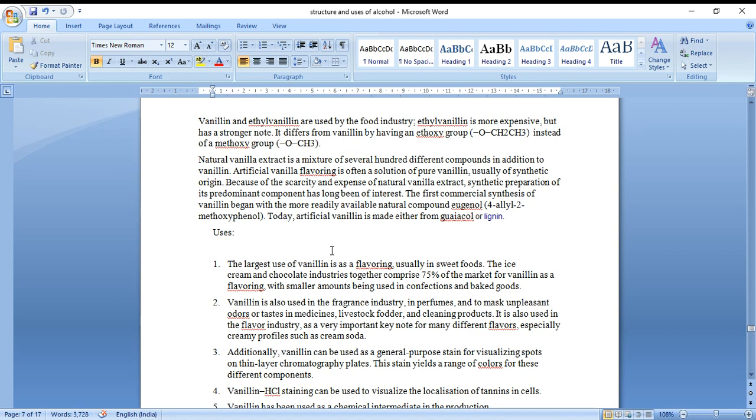So this flavoring agent can be used in cosmetics, in medicines, in food, in ice creams, in condiments, in confectionery, in bakery. So in that way you can write, but don't mix the uses of one compound with another.